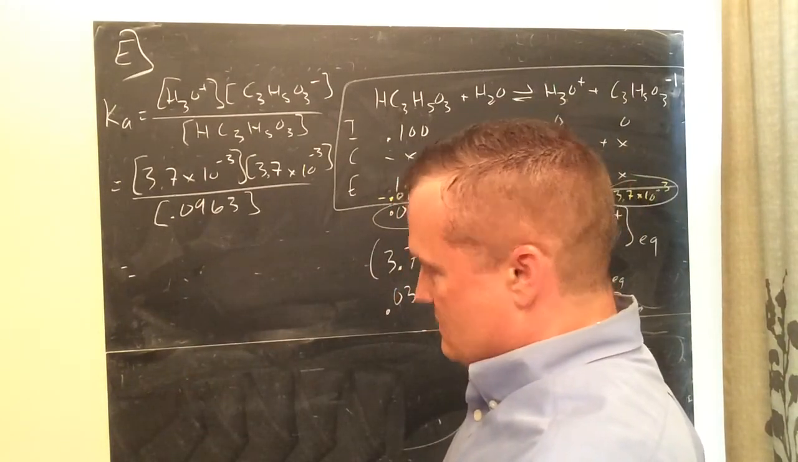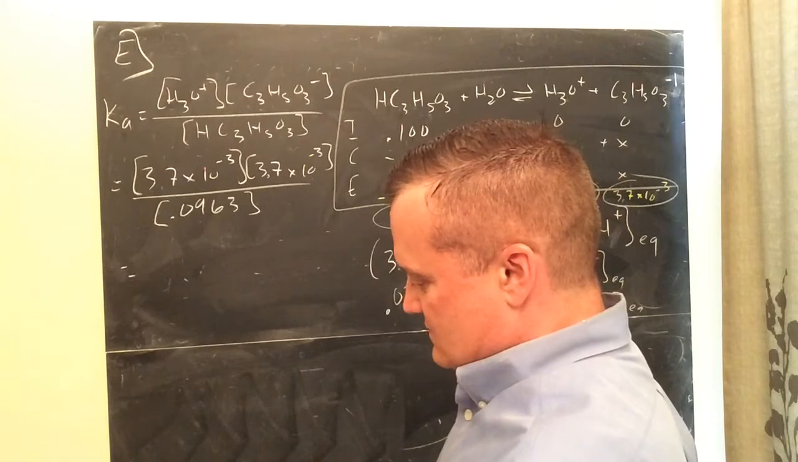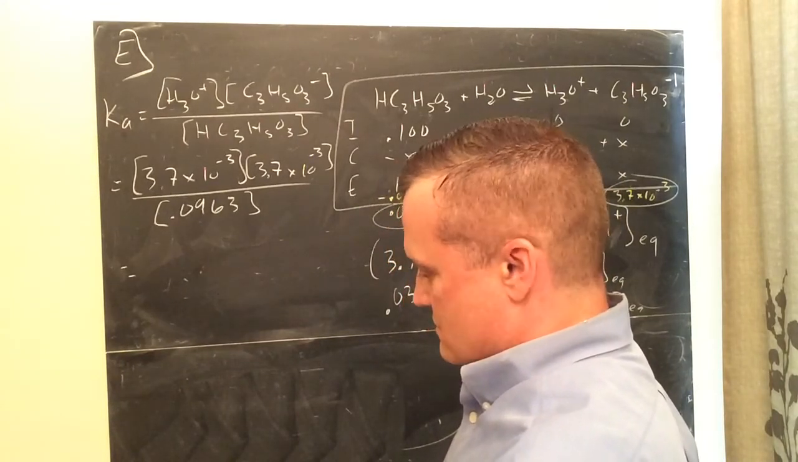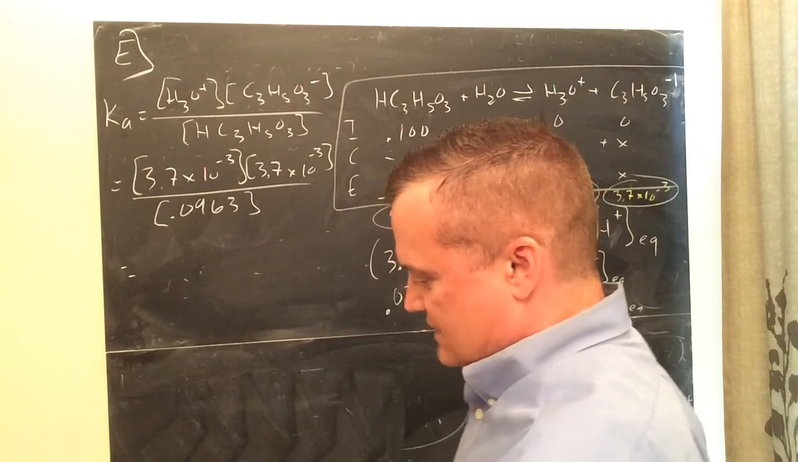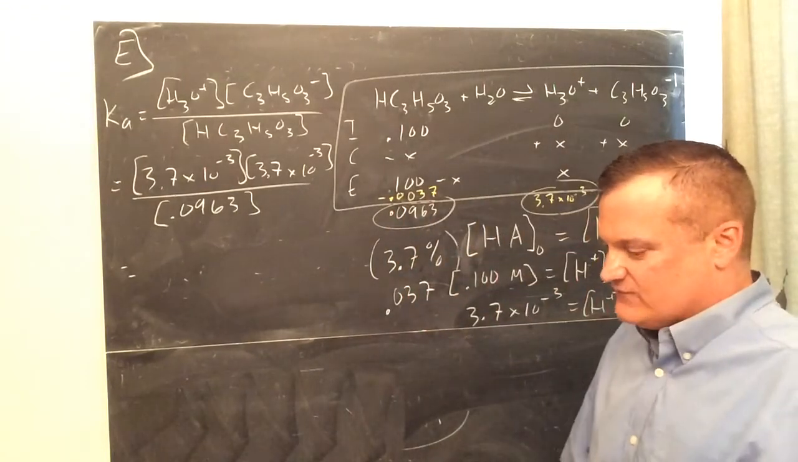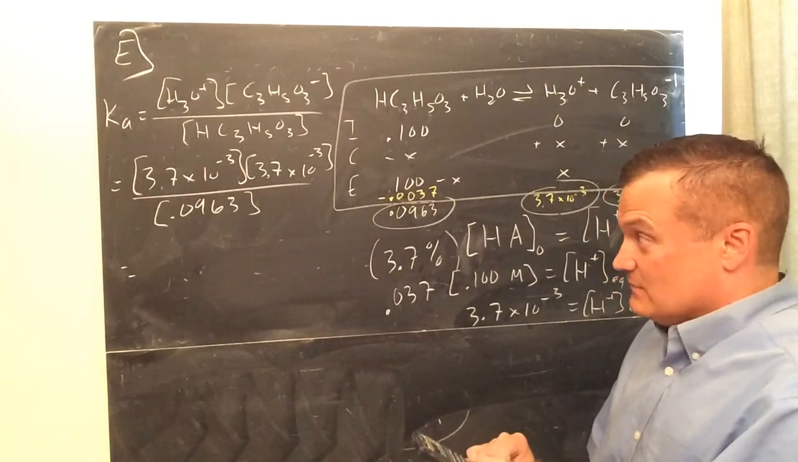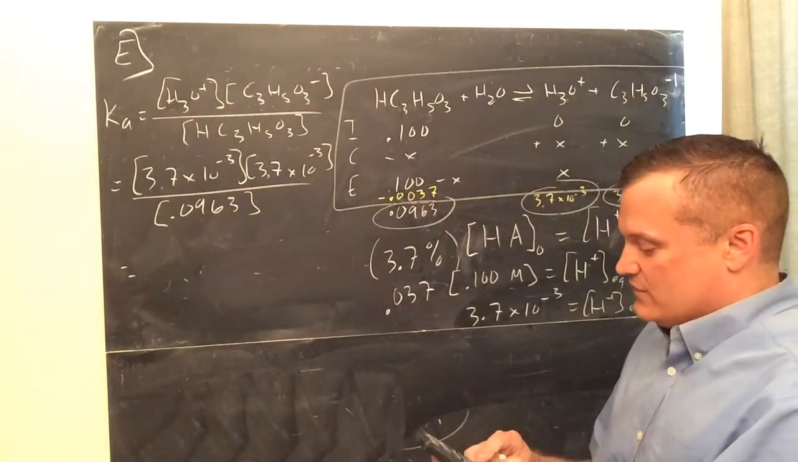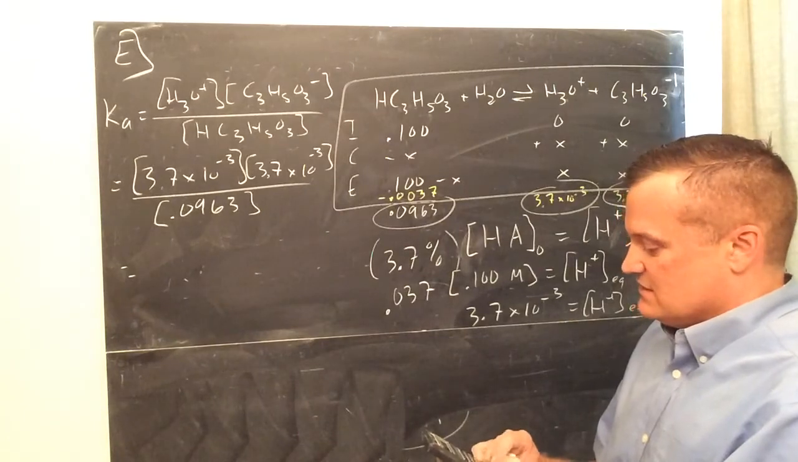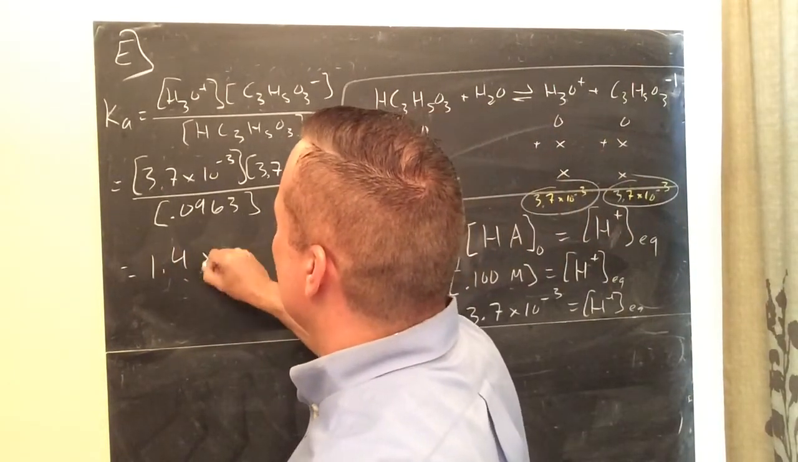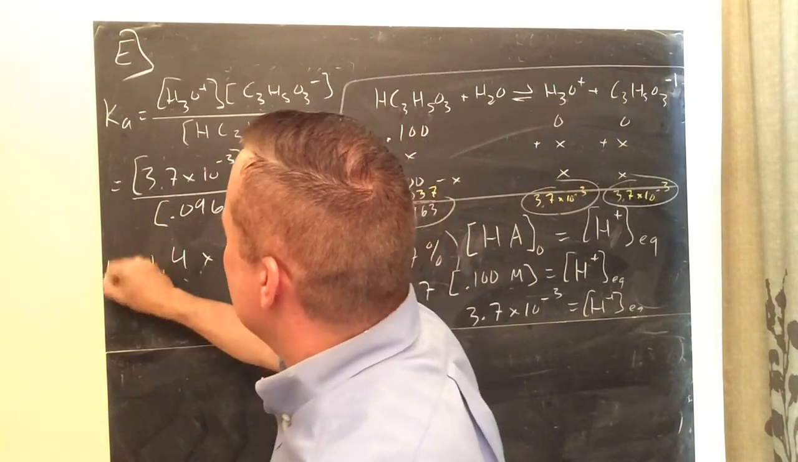And most likely, I'll look at the answer first. It looks like I got 1.4 times 10 to the negative 4. Let me do it again. 3.7 times 10 to the negative 3 times itself divided by 0.0963. 1.4 times 10 to the negative 4. I hope I didn't do anything crazy with my math. 1.4 times 10 to the negative 4 is the Ka value.